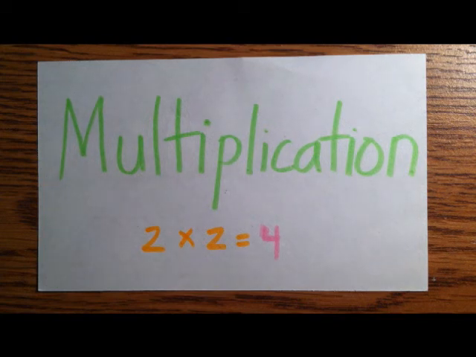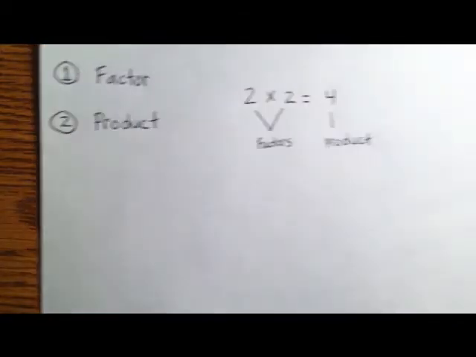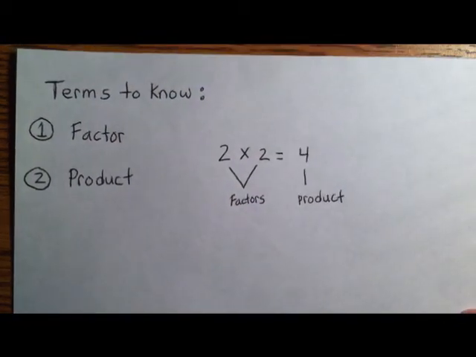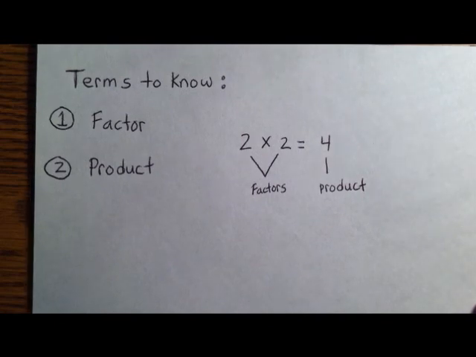But before we do anything in any topic, it's always a good idea to go over some important terms or words that you should come to know and understand, that you may come into contact with when you have word problems or problems on a test or whatever the case may be. So the first two important words when it comes to multiplication are factor and product. So what's a factor and what's a product?